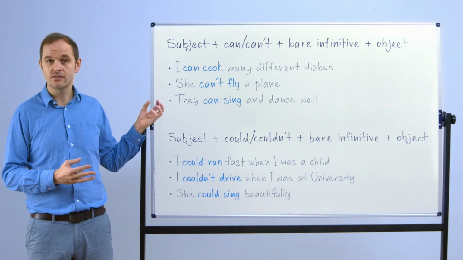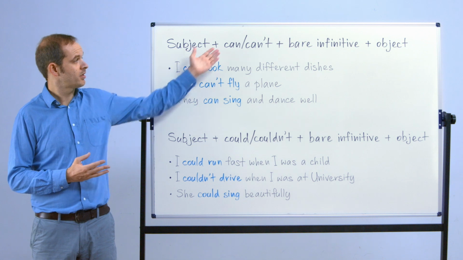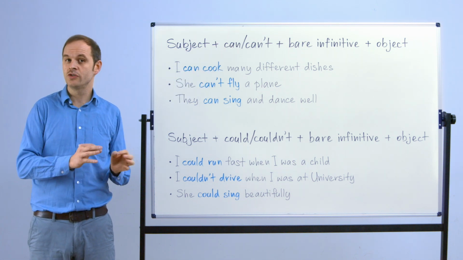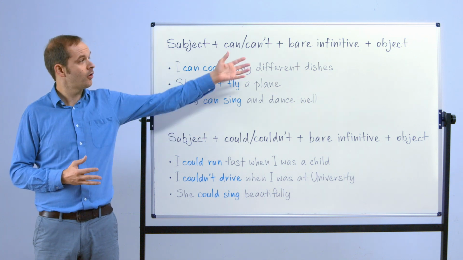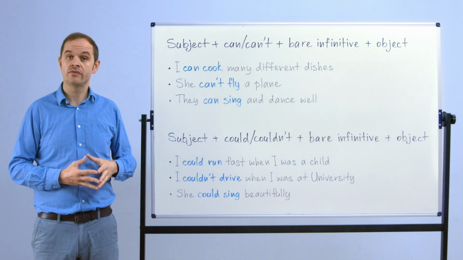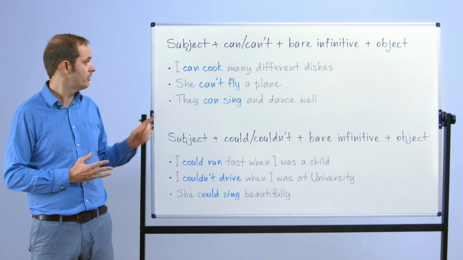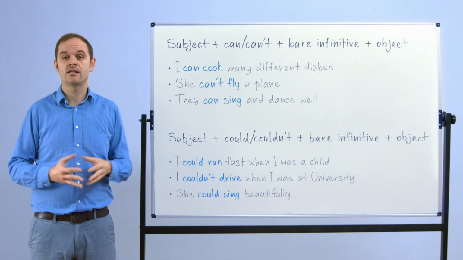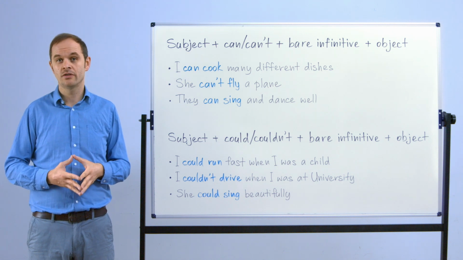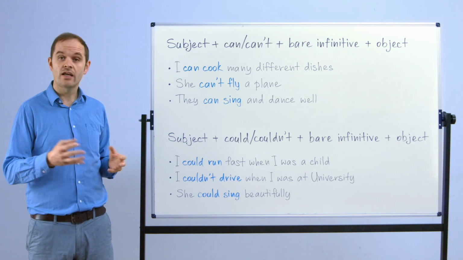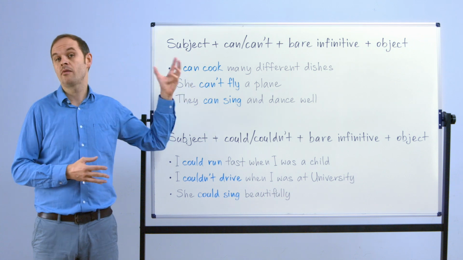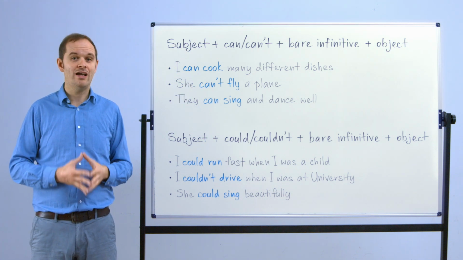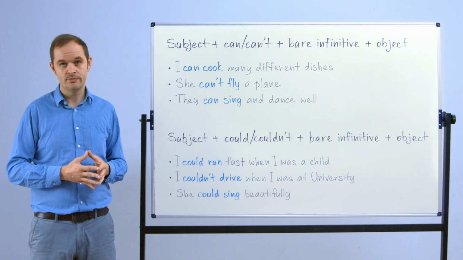So with can in the present, subject plus can and can't with bare infinitive, that's the verb form that doesn't have to or ing, and often we can use an object at the end of this sentence as well. For example, I can cook many different dishes. So here I'm clearly stating I have the ability to cook different dishes. In the negative, she can't fly a plane. Very clear. This woman in general does not have the ability to fly a plane at all.